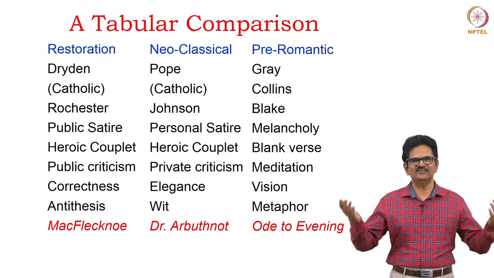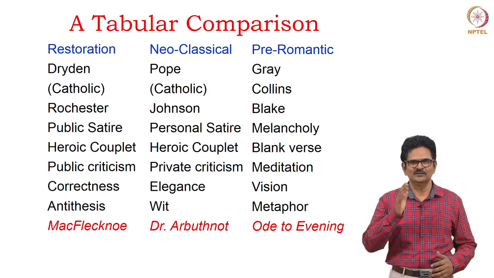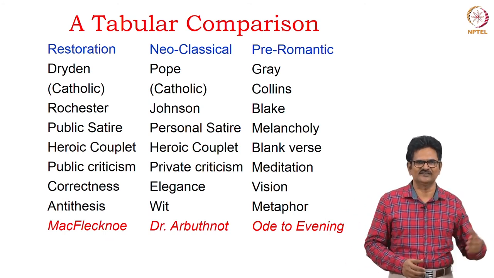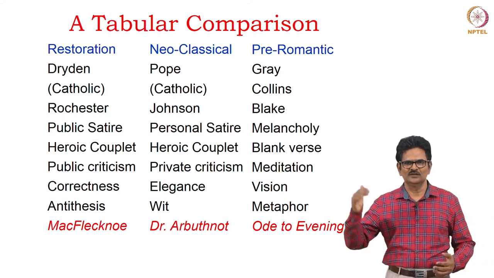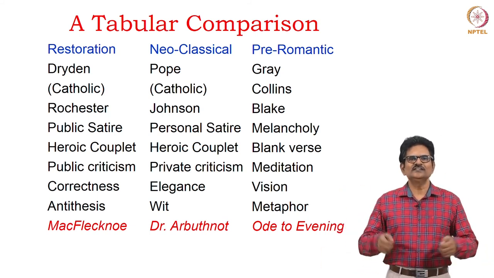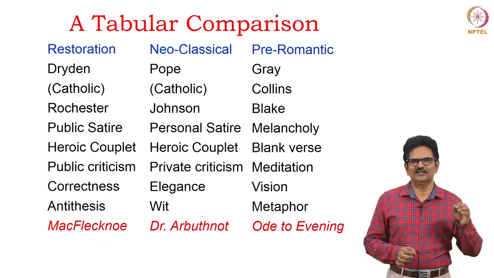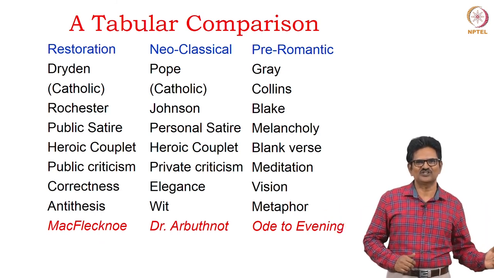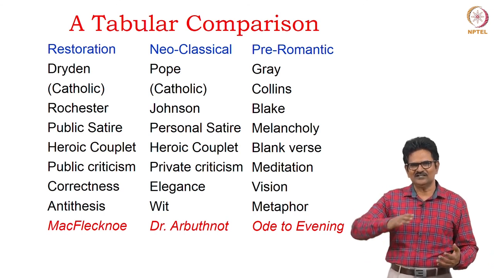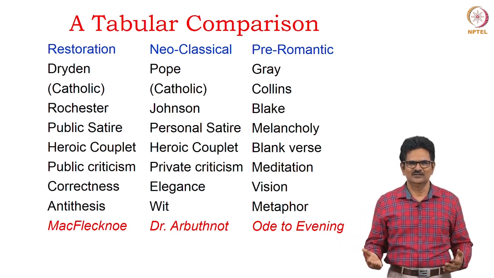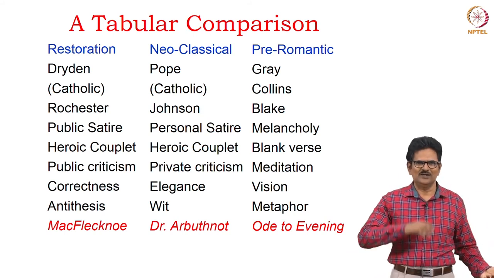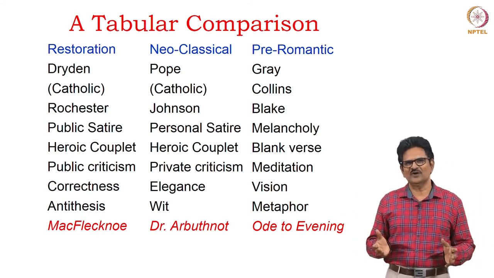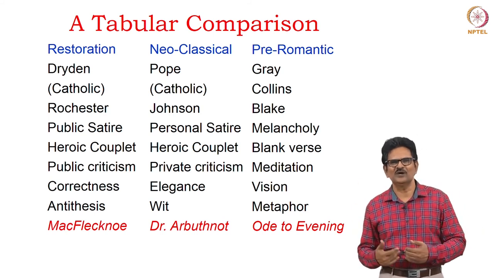As we indicated earlier, we have a tabular comparison, restoration period, neoclassical period and pre-romantic period, represented by three different groups of poets: Dryden, Rochester, Pope, Johnson, Gray, Collins, Blake. These three periods focus on certain key art forms like public satire, personal satire and melancholy in these three different periods. Heroic couplet in restoration period, heroic couplet in neoclassical period, but distinctly blank verse in pre-romantic period. Similarly, we have public criticism and private criticism in these two periods known as restoration and neoclassical, whereas there is no criticism of anything but reflection, meditation in pre-romantic period.